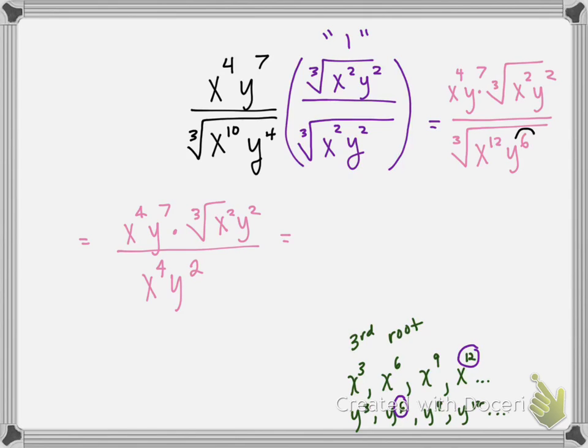From here, I can apply my exponent rule that says if they have the same base and we're dividing, we subtract the exponents. I'm going to do that for base x and for base y. For base x, 4 minus 4 is 0, and anything to the 0 power is just 1. So right now I have just a 1. Then for base y, 7 minus 2 is 5, so I would have y to the 5th power. That's being multiplied by the third root of x squared, y squared. This would be my final simplified expression.